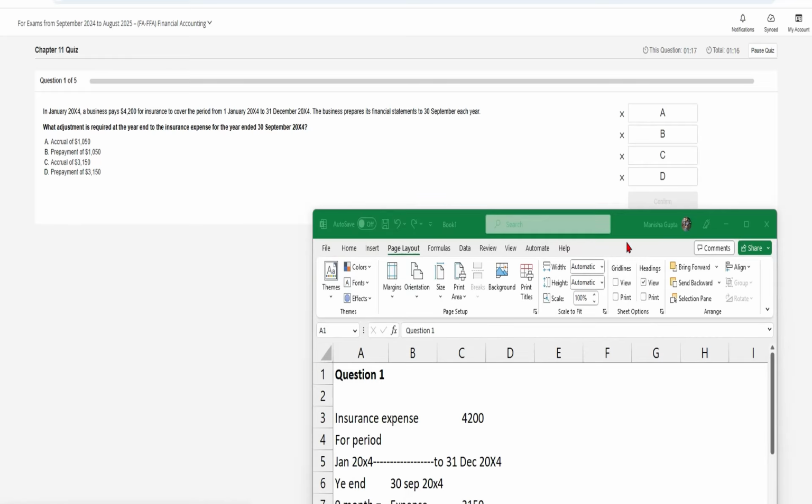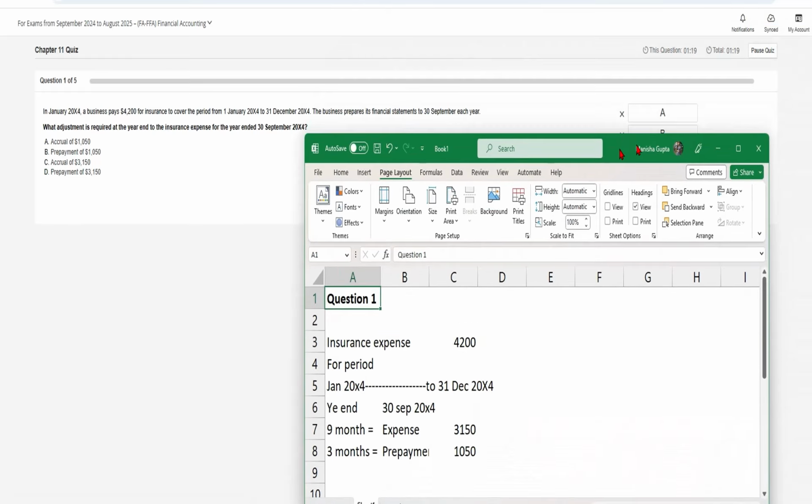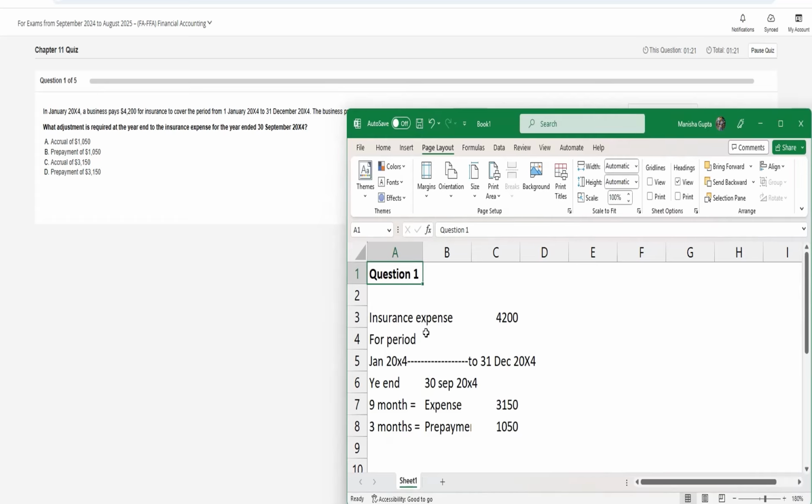So this is my Excel where I have solved this question. What is the insurance expense? They have said it's 4200, so I have just noted it down here. And for what period does this expense belong? They said this expense relates to 1 January 20x4 to 31 December 20x4.